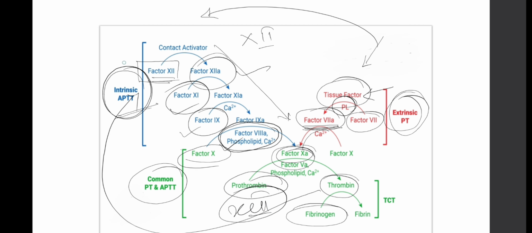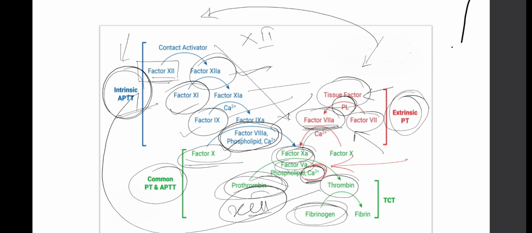So the intrinsic pathway is factors 12, 11, 9, and 8, the extrinsic pathway is factor 7, and the common pathway is factor 10, factor 5, factor 2, factor 13, and thrombin. And also calcium is very important. It is asked in some MCQs. So these are the pathways in which there is clot formation, and clot formation is by the conversion of fibrinogen to fibrin. This is the main pathway.